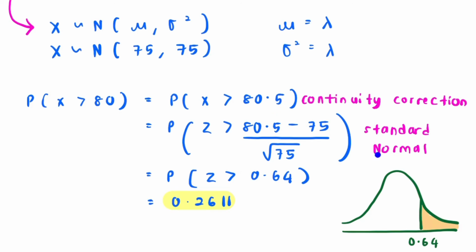And then the second step, convert to the standard normal. X minus mu, 75, over the standard deviation, which is the square root of 75. Then you have the z value more than 0.64. So this is the shaded area. You can get the direct answer from the z table, which is 0.2611.